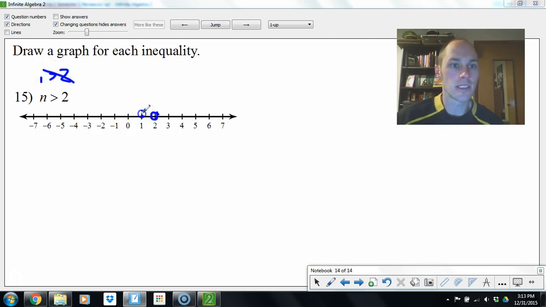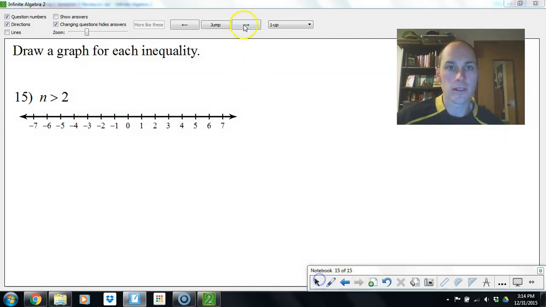No, it's not. So this does not work, which means the other side should work. I could try that. Is 3 greater than 2? Yes, it is. So yes, that's where all the solutions lie. So this shows all of the solution set for all the numbers greater than 2.